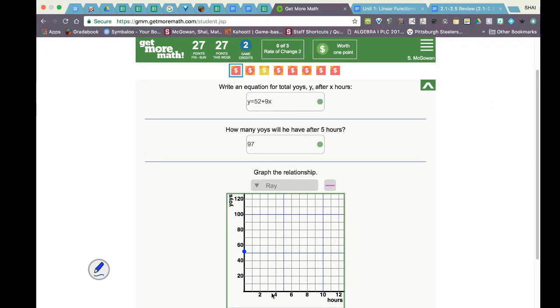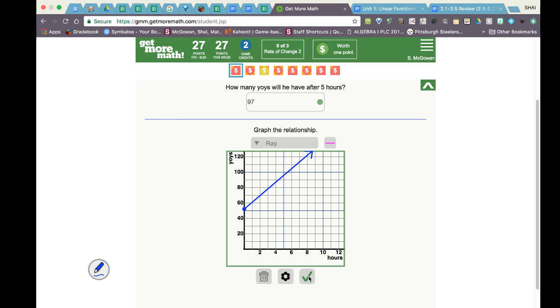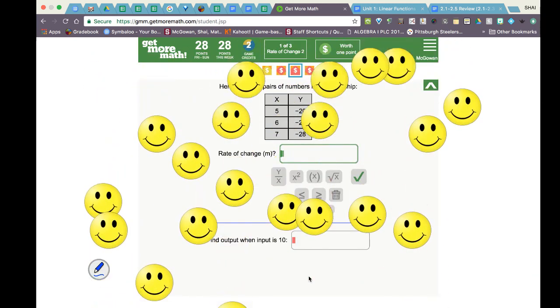5, 97. So if I go to 5, here's 5. And then if I go up to 97, it's going to be close to being right here. So I'm going to hit that. Notice the ray is formed. And I think that's good enough. So I'm going to click my check mark. And now I'm going to check it. So checking it, it did it for me.